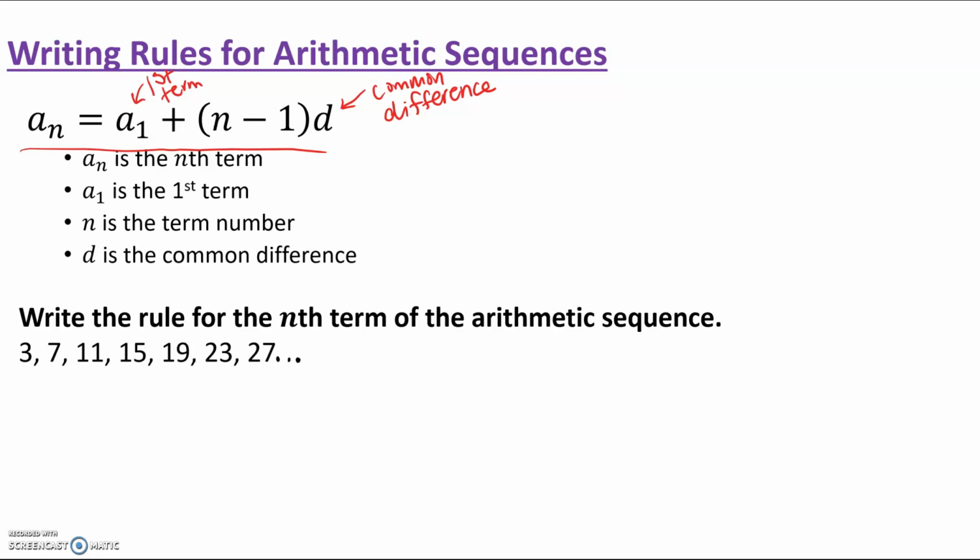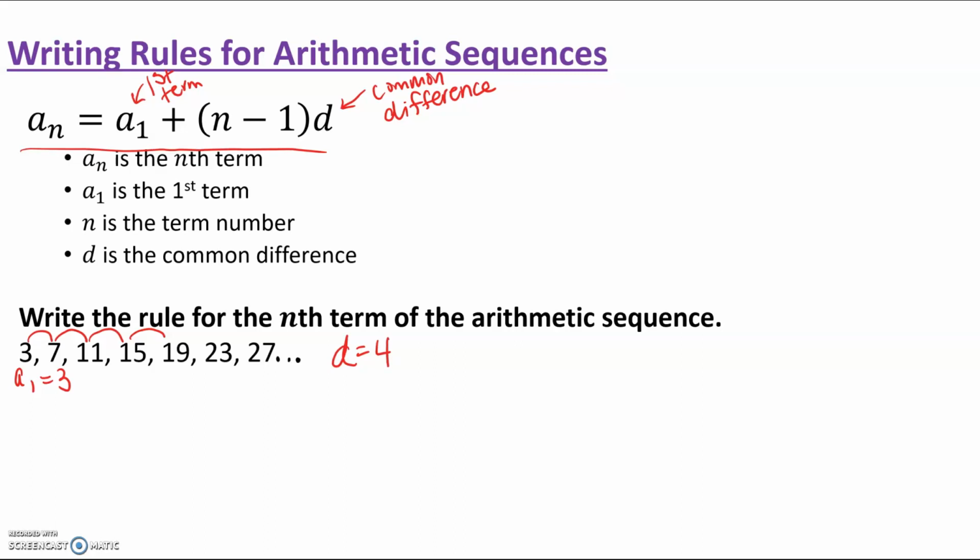Okay, so we're going to write the rule for the nth term of the arithmetic sequence. So I'm looking, and I'm going to go ahead and label this as my a1. That's my 3 to start with, because I know I'm plugging that in. And then the other thing I need to find out is my d. So what's happening each time to these numbers? So from 3 to 7, 7 to 11, 11 to 15, I'm looking that this is adding 4 each time.